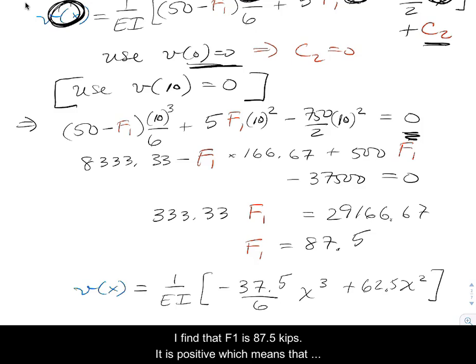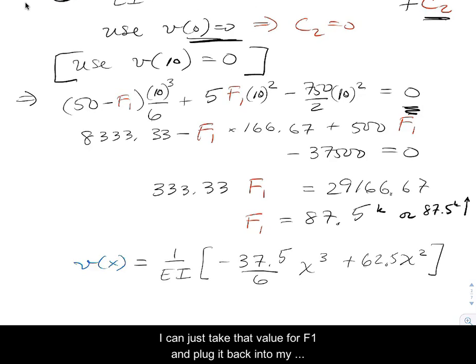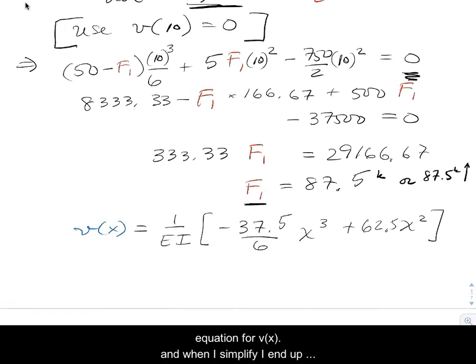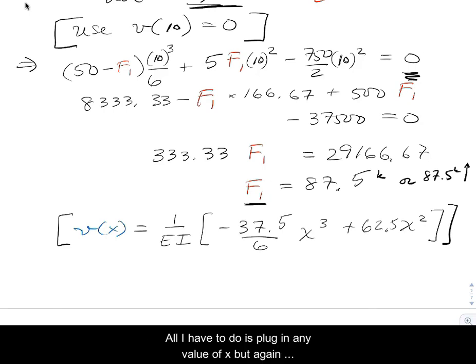Just multiplying some of those out, and I'm now one step closer to finding F1. And so I find that F1 is 87.5 kips. It's positive, which means that in the picture it was drawn in the correct direction. So I've got 87.5 kips going up. And so now I can just take that value for F1 and plug it back into my equation for v of x. And when I simplify, I end up with just a single clean equation for v of x.